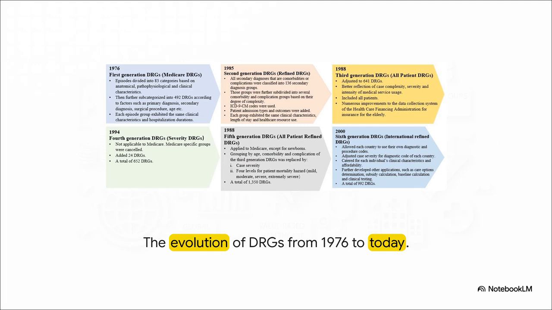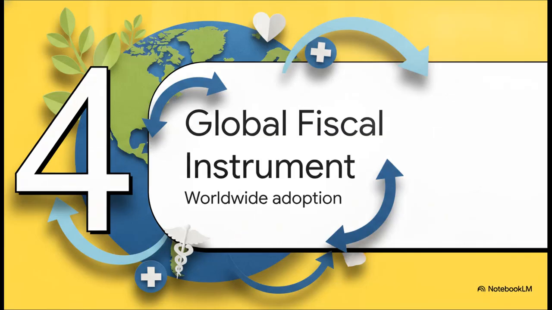It's actually pretty amazing to look back at the very first generation of Medicare DRGs from 1976. Back then, there were just 83 categories. But the system has constantly evolved. Today, we're looking at these highly refined international groupings that precisely account for things like mortality hazards and super granular case complexities. Let's dive into part four, a global fiscal instrument.